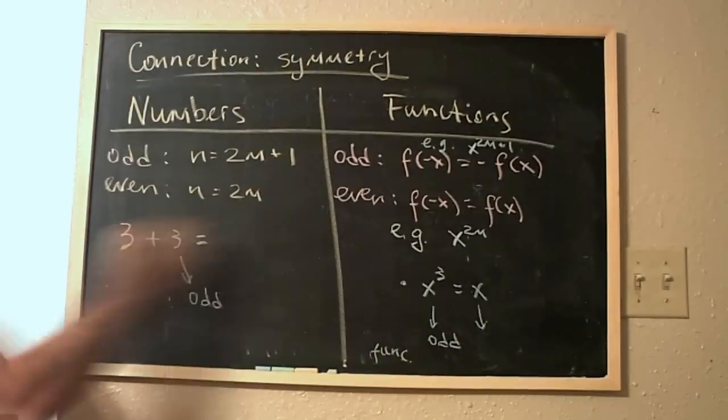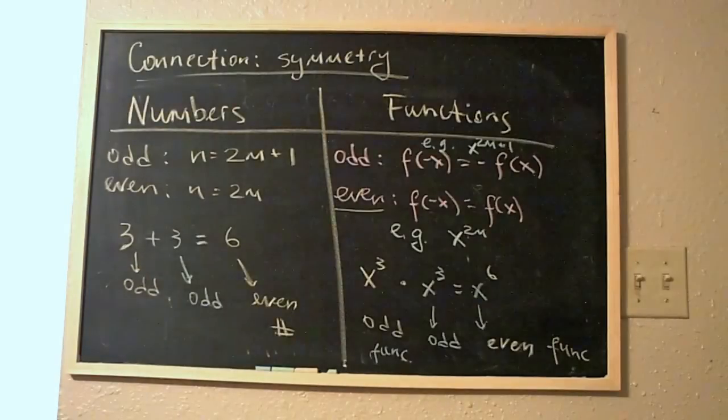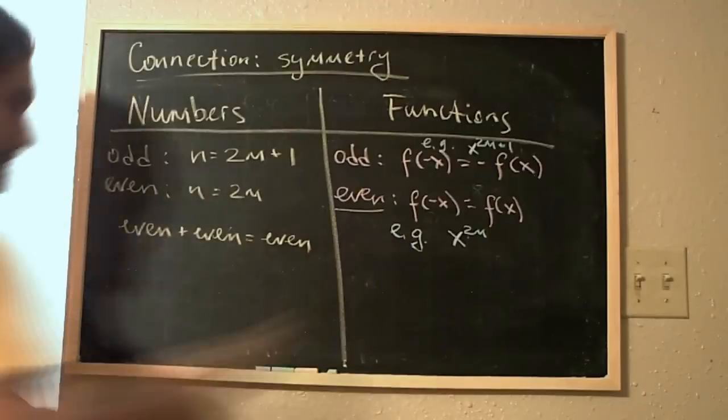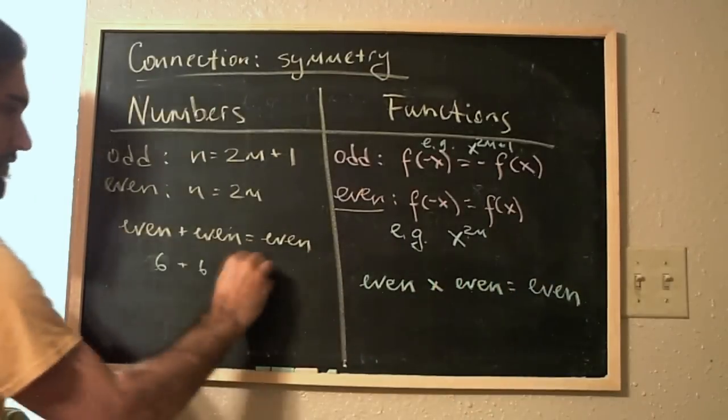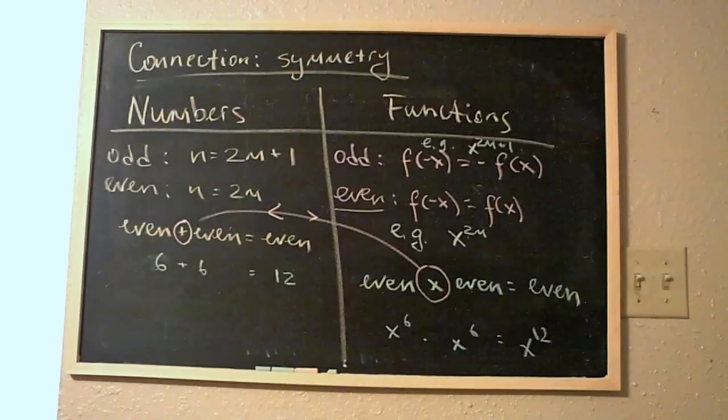Let's try something else. Put two odd numbers together and you get an even one. Put two odd functions together by multiplying them out and you get an even function again. It will be no surprise to you that as the sum of the even numbers is even, the product of two even functions is even as well. Notice here that we were summing numbers and we were multiplying functions.